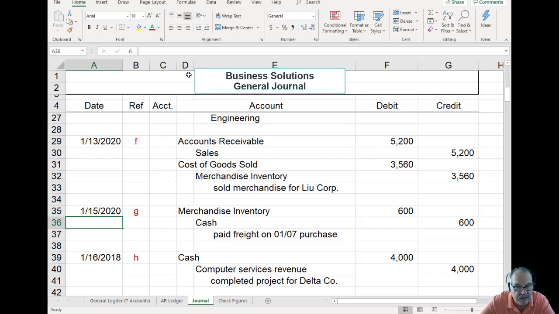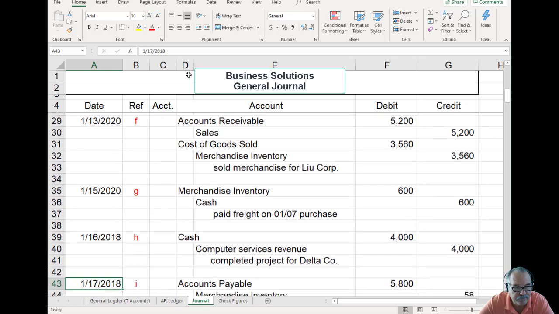We used to use freight in a periodic system, but here we're going to use the merchandise inventory. It becomes part of what we bought. The freight to bring it in is just part of the cost of that merchandise. Debit merchandise inventory, $600, and credit cash, $600.